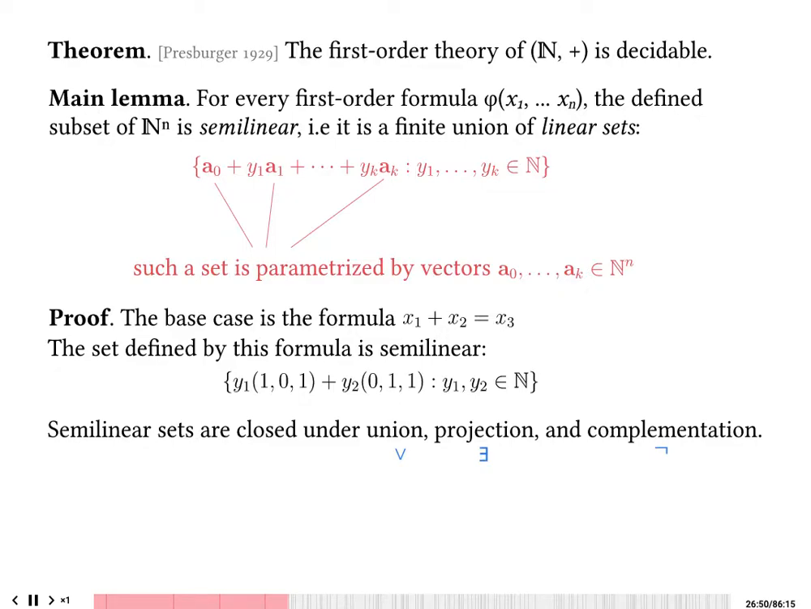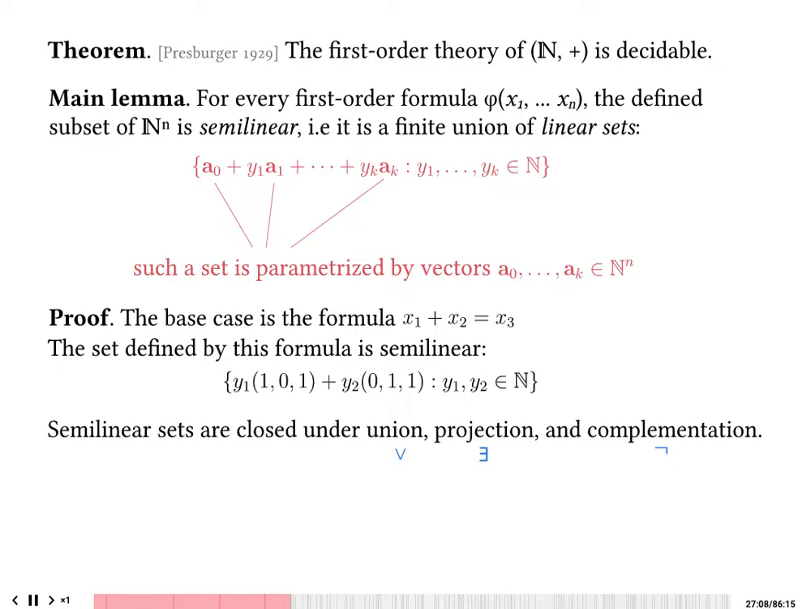So you can show that they're closed under union. This is almost by definition, because a semi-linear set is a finite union of linear sets. So you just take two finite unions, you get another finite union. There is projection, which corresponds to existential quantification. I will discuss this in a moment. And then there is complementation.